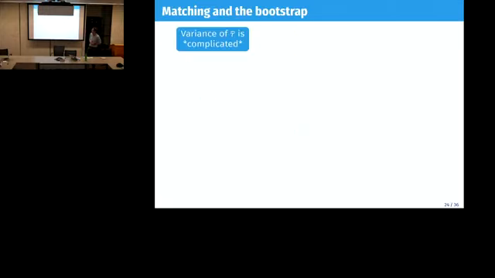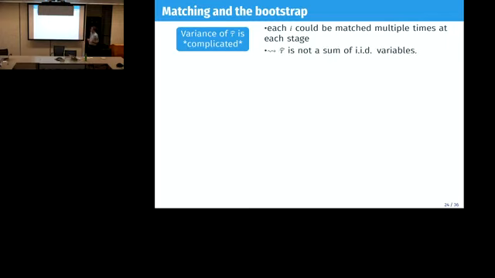Now just the variance of this estimator. I just talked about bias and consistency. The variance of this estimator is really complicated. That's true for a lot of these in this framework of the asymptotics that we did in the paper, basically because each I can be matched multiple times at each stage. And so this tau hat is not just a sum of IID random variables, so you can't just pull out standard central limit theorems to get things out.